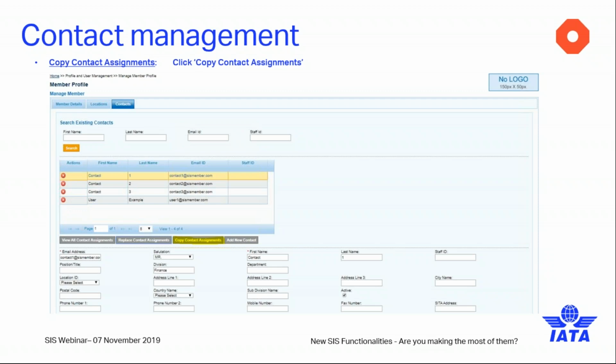So if you have a new member of your organization joining and they share a similar role with someone else in your organization that's already receiving contacts, assignments, and alerts, you can copy from one person to the new joiner so that they would receive the same contact assignment alerts as the existing team member that you have.